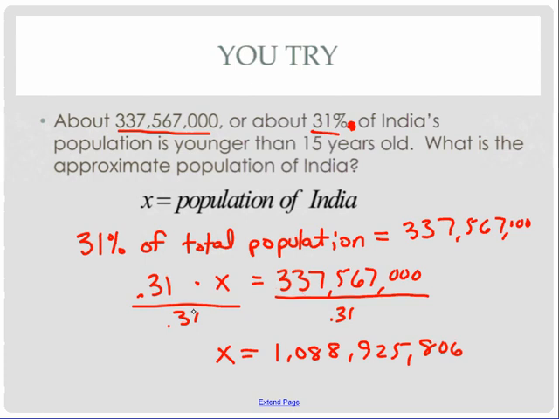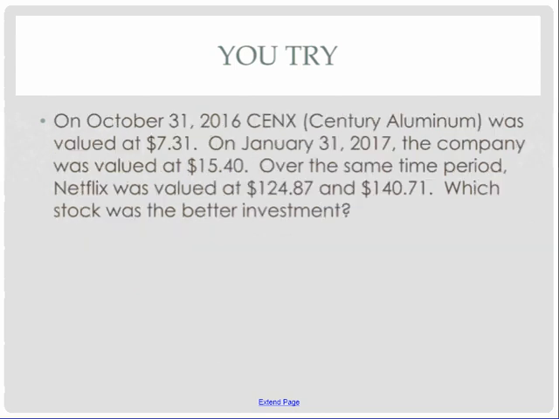Okay, so this kind of makes sense, right? 31%, that's about a third. So if this much is a third, and if you take it times 3, you're going to get a little over 1 billion.